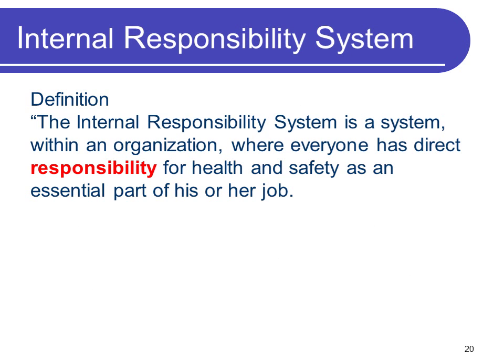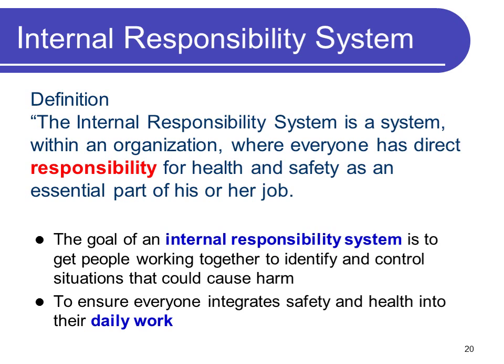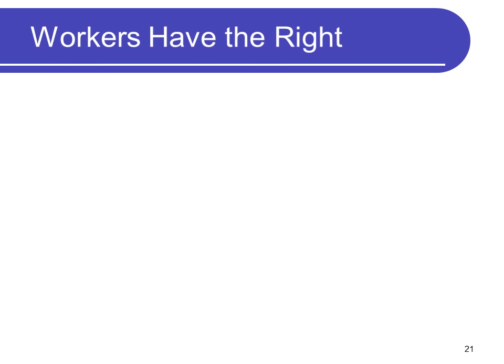Internal responsibility system, the definition: the internal responsibility system is a system within an organization where everybody has direct responsibility for health and safety as an essential part of his or her job. The goal of an internal responsibility system is to get people working together to identify and control situations that could cause harm, and to ensure everyone integrates safety and health into the daily work.